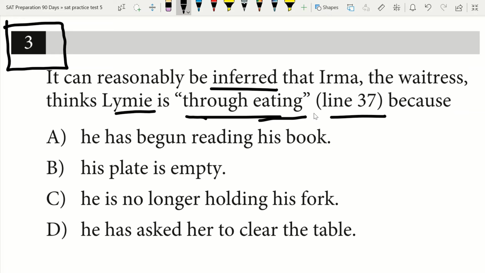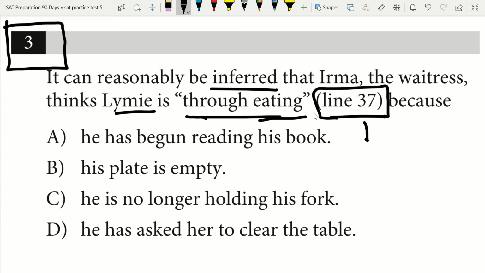For this tip, I want to talk about how for inference questions, you want to be able to support any answer that you choose with evidence. Any answer that is correct has to be supported by evidence in the text in order for it to be correct, because if it wasn't supported by evidence in the text, it couldn't possibly be a correct answer, since the SAT has to have an objective way to score these tests. Therefore, your answer has to have support from the text.